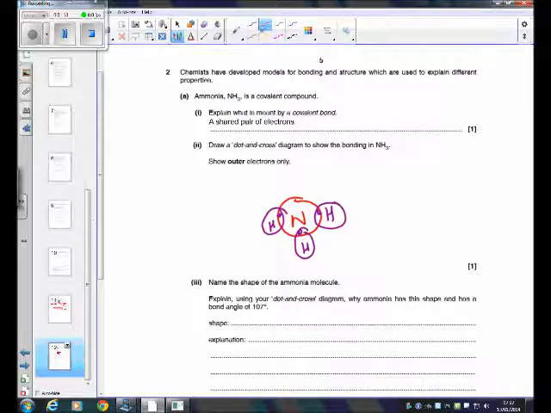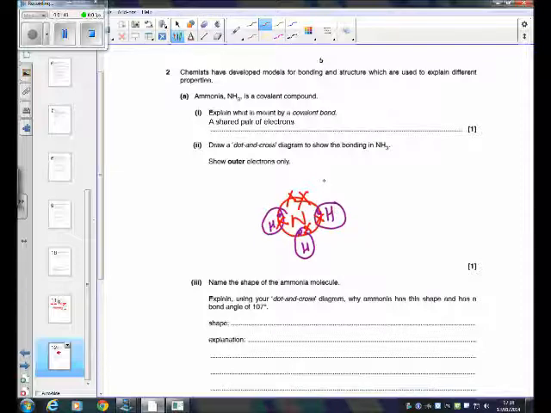And then we need to give our nitrogen 5 electrons, so we can do 1, 2, 3, 4, 5. Okay, so you've got a lone pair of electrons on your nitrogen. So we've got shared paired electrons here, a covalent bond here, and another shared pair of electrons there. So you need to have that diagram for 1 mark.